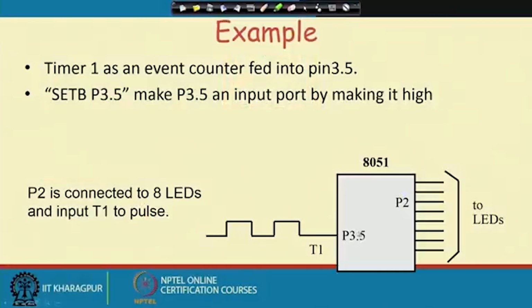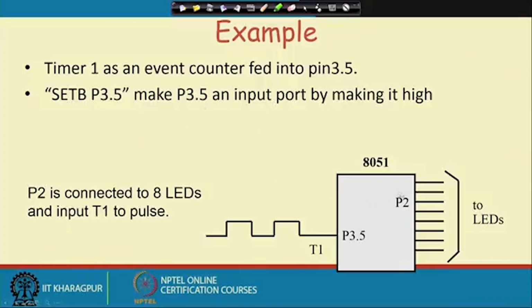So, the program that we have seen here, the timer 1 is acting as an event counter. This is pin 3.5, that is the T1 pin. There I am feeding the pulses that are coming, and then this SETB 3.5, as we have said, will make this port 3.5 an input port by making it high.